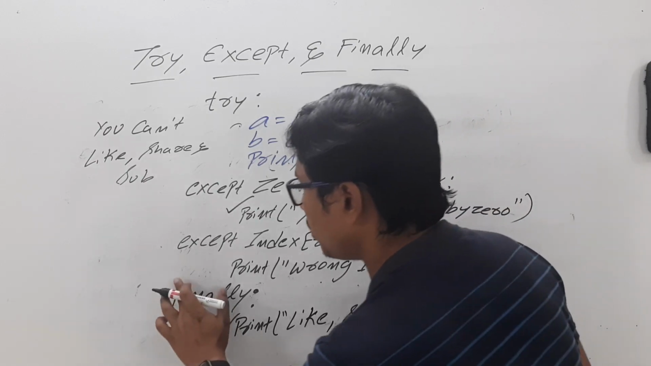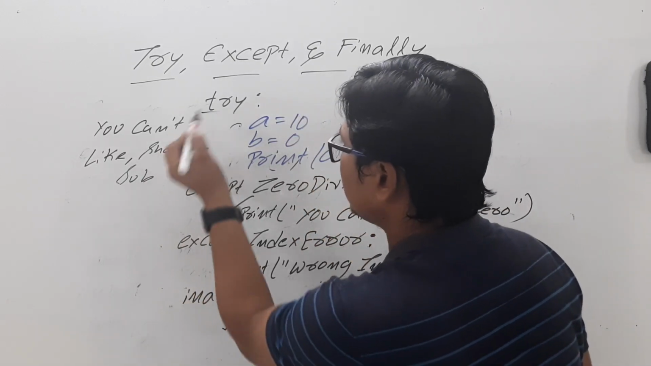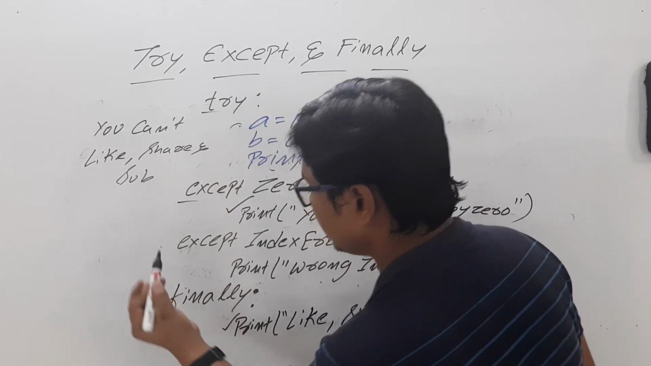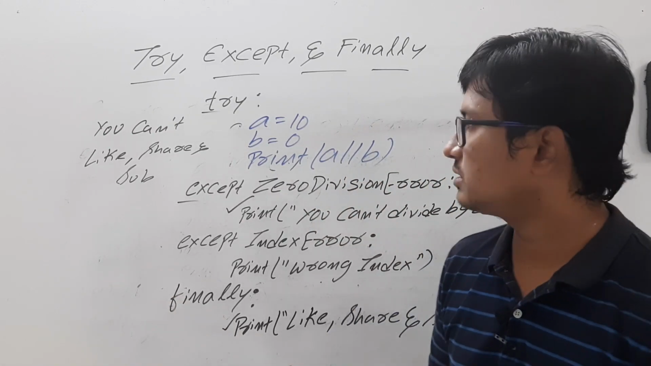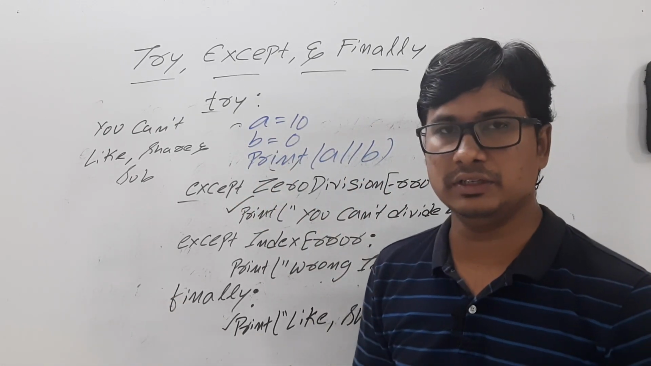And this should be a small f. All of this, try, except, finally, should be in small letters. I hope you have understood this concept.